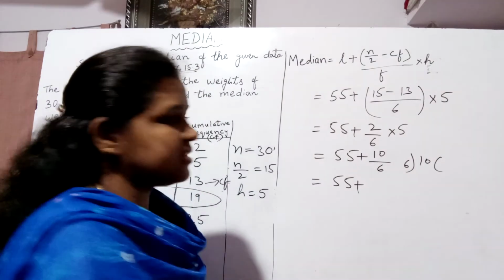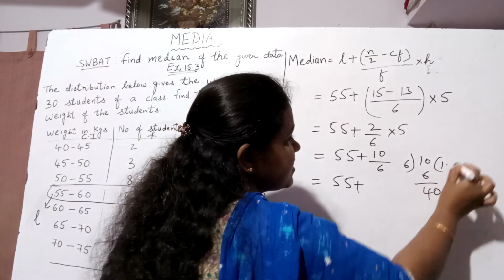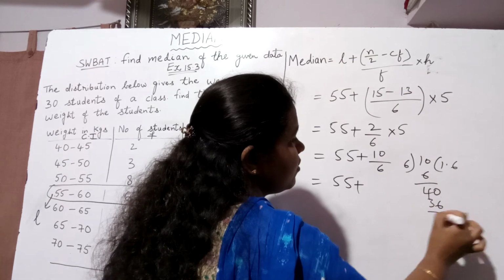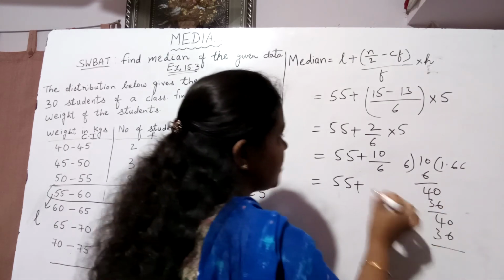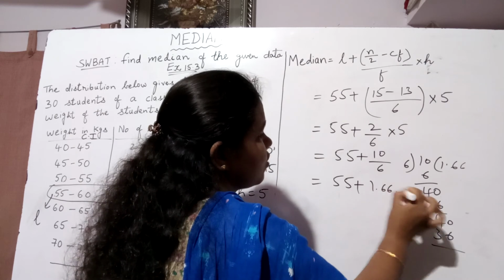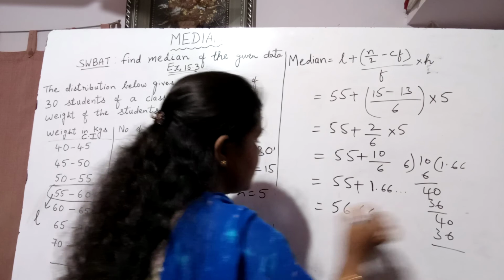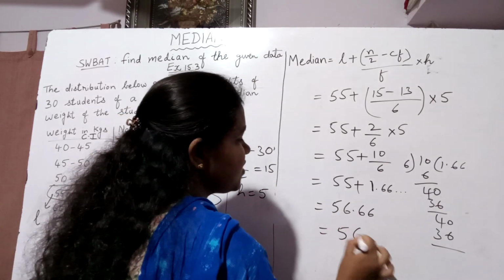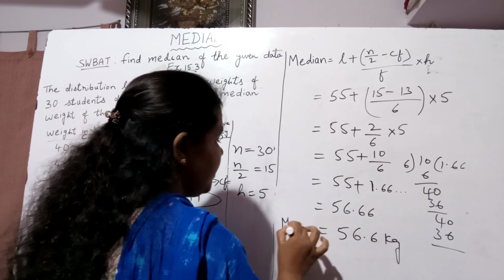So simplify it. 10 divided by 6: 6 ones are 6, this is 4.0. 6 sixes are 36. Again 4, so again 6 sixes are 36, and it continues like this. So 1.66 and so on. If you add up, it will be equal to 56.66. So the median weight is 56.6 kgs. This is taken as the median weight.